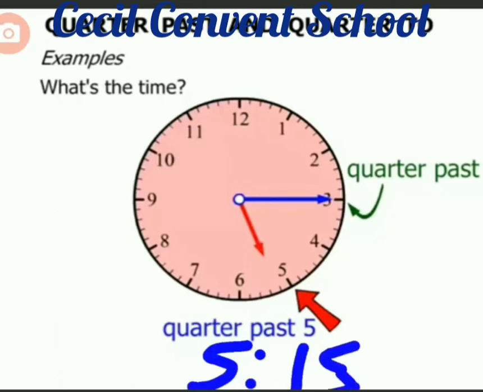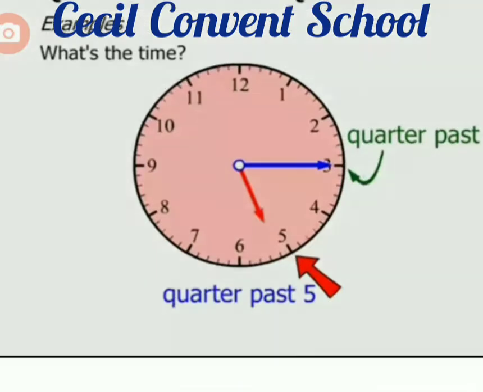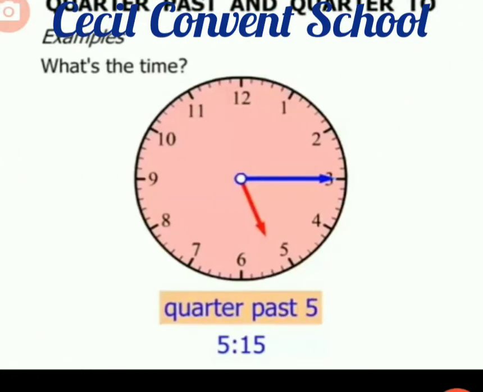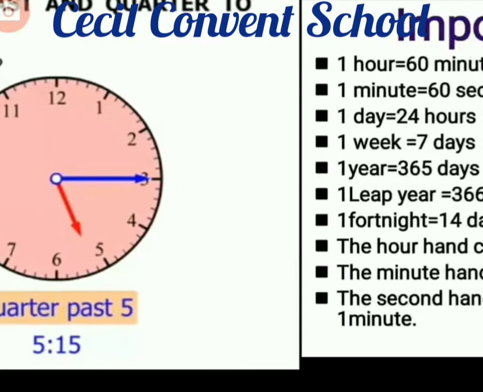As it is before 6, we will consider it past. So we write 15 minutes past 5, because whenever we write in words, firstly minutes come and then hours. And when we write in numbers, firstly hours come and then minutes. So keep this thing in mind. Clear? Now, see the time. Quarter past 5 and 5:15. Clear this thing? Now, students, we do the important points.